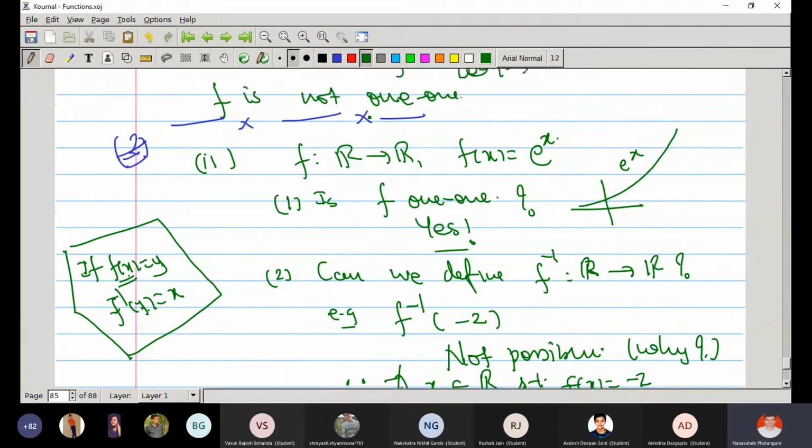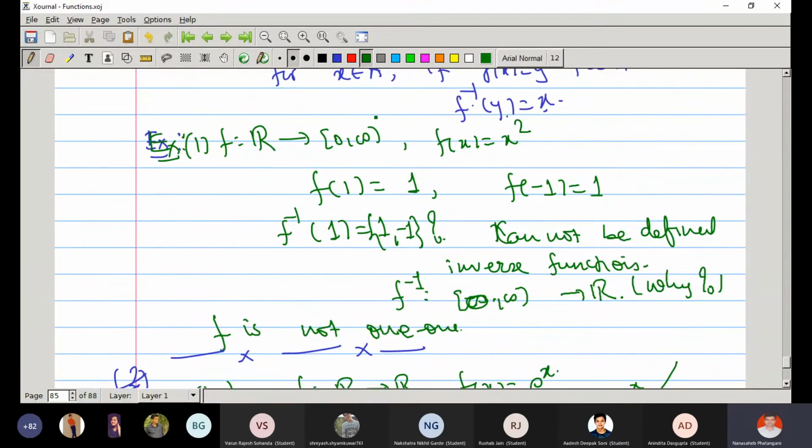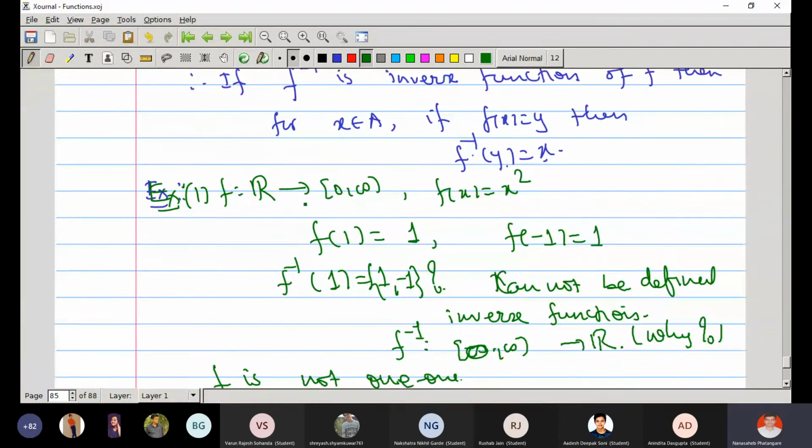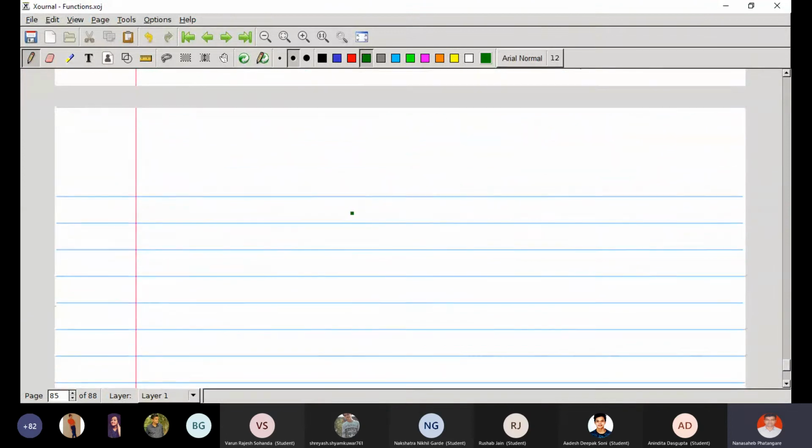In the first example, even though f is onto, f is not 1-1, so it is not possible to define an inverse function, right? And that is what our second remark is.